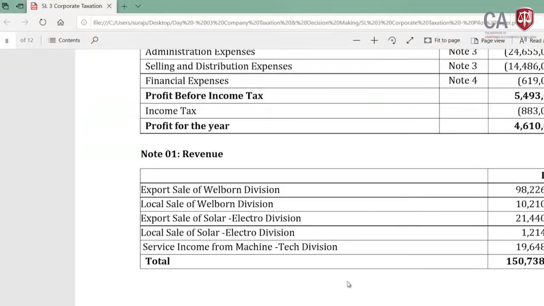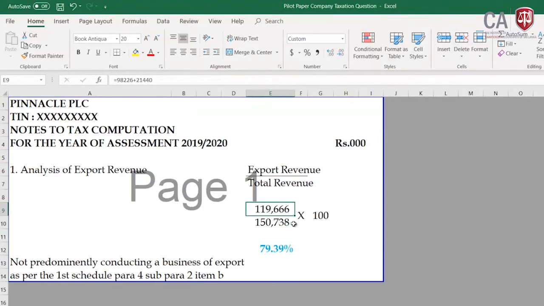The two exports revenue: the 98.2 and the export sales electro division 21.4. Now see how it has taken this 98.2 and 21.4, then divided by total turnover into 100. I am checking whether this company is under the category of predominantly conducting exports. Now in my calculation, unfortunately, it is 79.39%. Then it is not under the category of predominantly, so we cannot apply the rate of 14%.